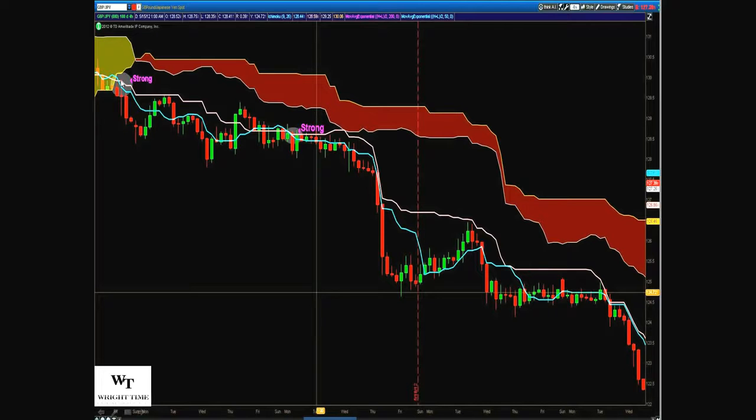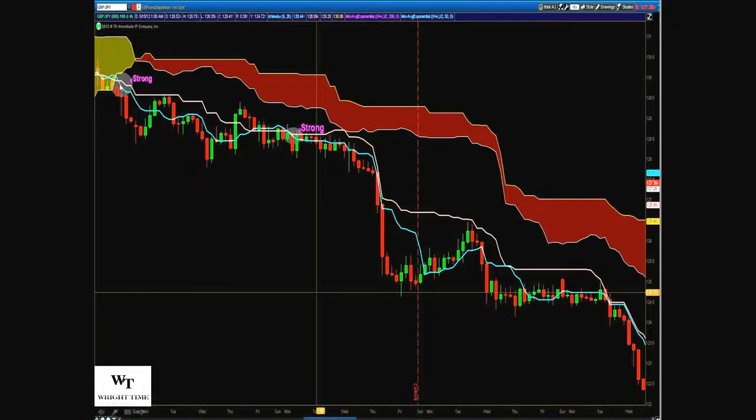Look at this crossover. It occurred below the cloud, which means that it's a strong crossover. All right, so what we do, we wait for the candle to close, and we take this short. Now, remember how I mentioned that the Kijun could often be used as a support and resistance level? Look what happened to price.